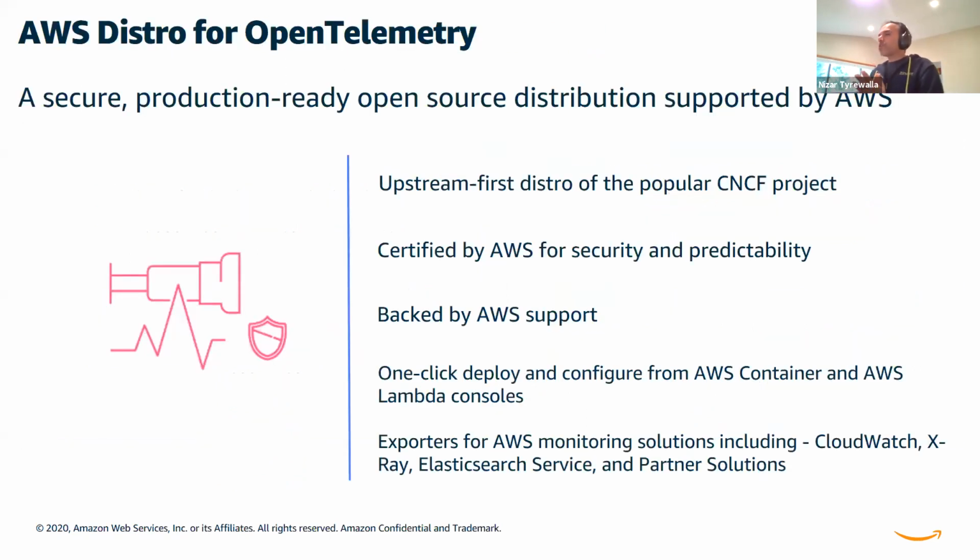So AWS Distro for OpenTelemetry is a secure, production-ready, open source distribution of the upstream OpenTelemetry project. We are upstream first. That means 100% of our code goes to the upstream OpenTelemetry repo. We then create a distribution out of it. We run a lot of security analysis, security checks, pen tests, and performance tests to make it ready for production use in AWS. And we also back it with AWS support.